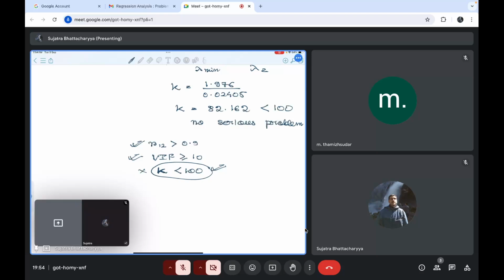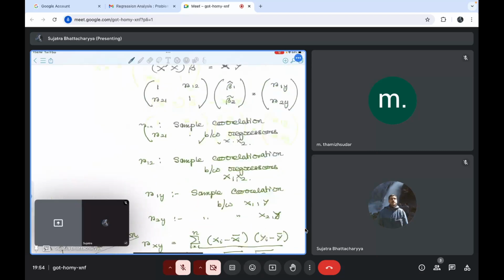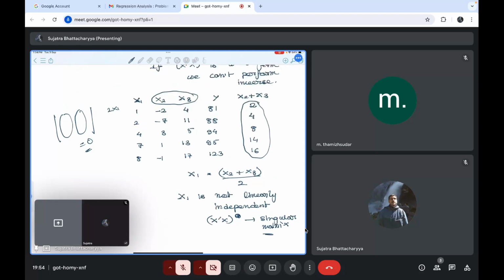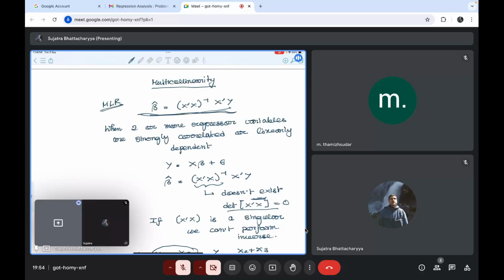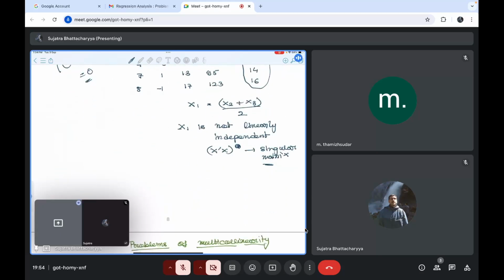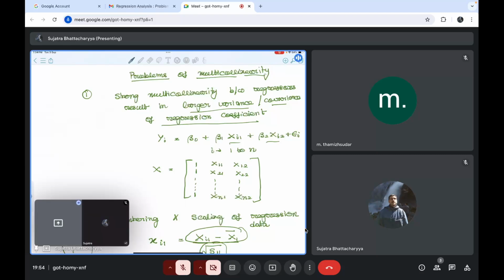Otherwise, I will just say what I have done today. Mostly after solving the assignment questions, we started the concept of multicollinearity, where we have seen that whenever there is a linear dependence of the regressor variables, the determinant tends to 0. And that results in the problem of multicollinearity. We have seen one of the examples, and we have discussed several problems of multicollinearity.